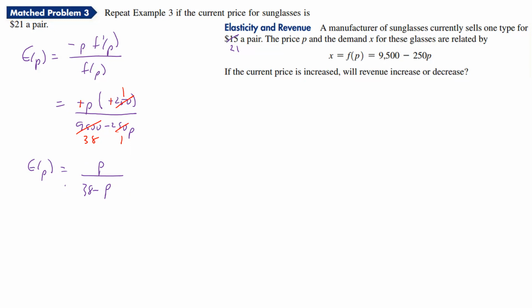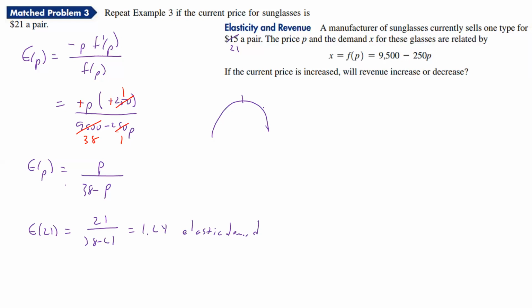And now what we have to do is plug in $21. So E of 21 equals what? Well, that's going to be 21 divided by 38 minus 21, which is 21 divided by 17. That's 1.24, it looks like. 1.24, that's going to be greater than one, so that's going to be elastic demand. And if we think about where that is on the graph, it's going to be over here.